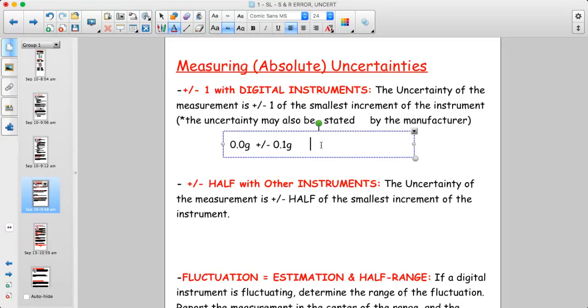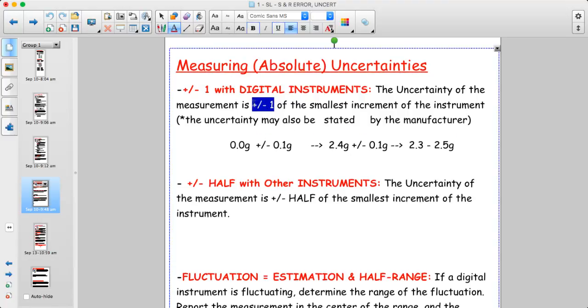So what does that really mean? That means if the reading on the balance is 2.4 grams, you would say it's 2.4 grams plus or minus 0.1 grams. And so what that really means is that all you know about that measurement is that it's between 2.3 and 2.5 grams. So plus or minus means that you really know the value within this range. Okay. So any digital instrument, it's plus or minus 1 of the smallest increment.